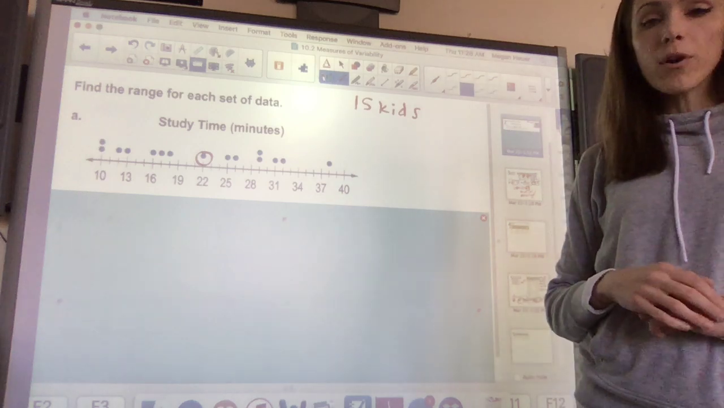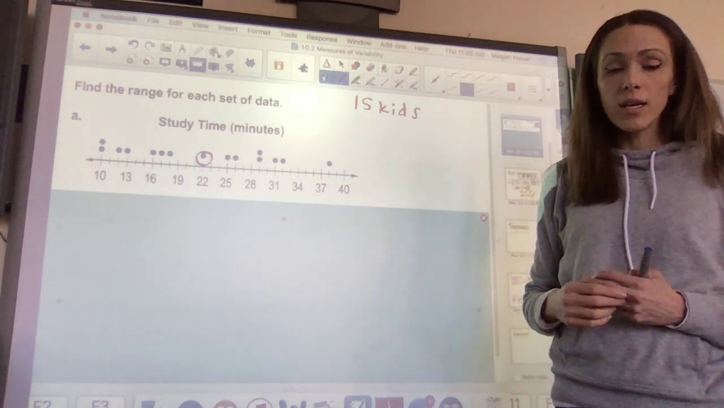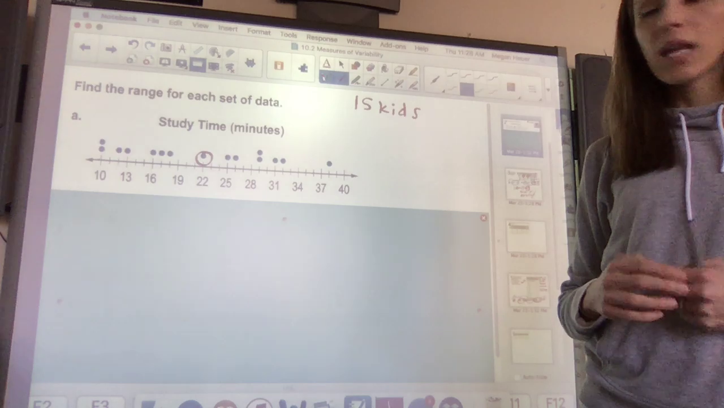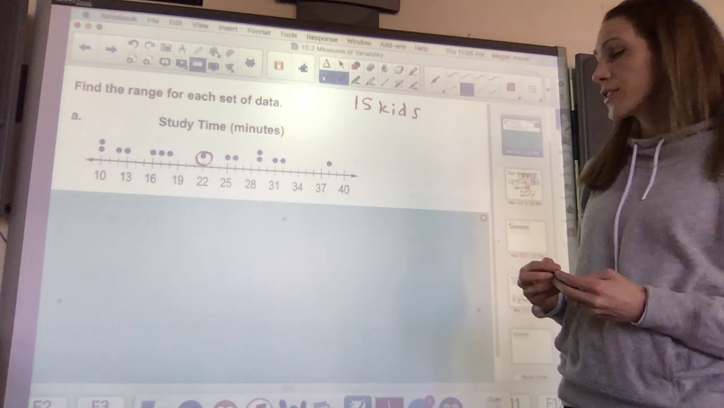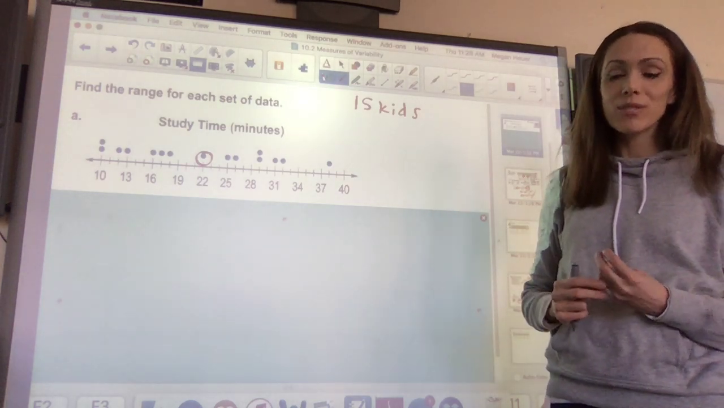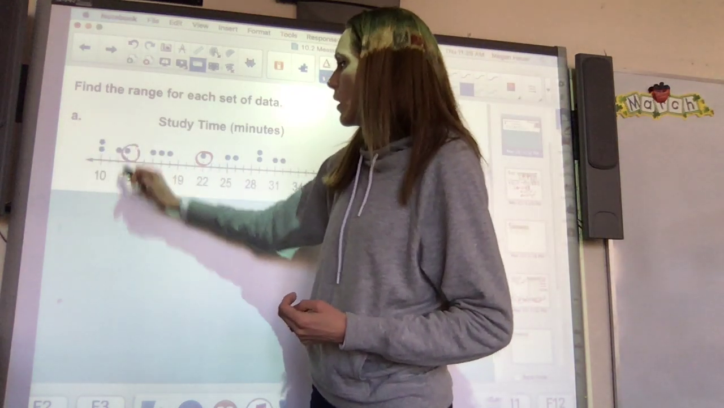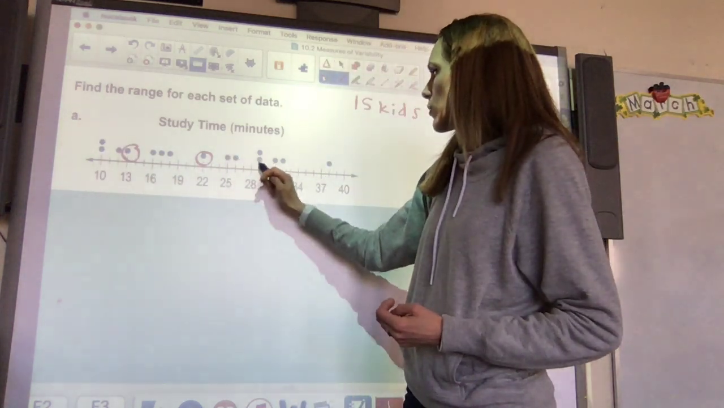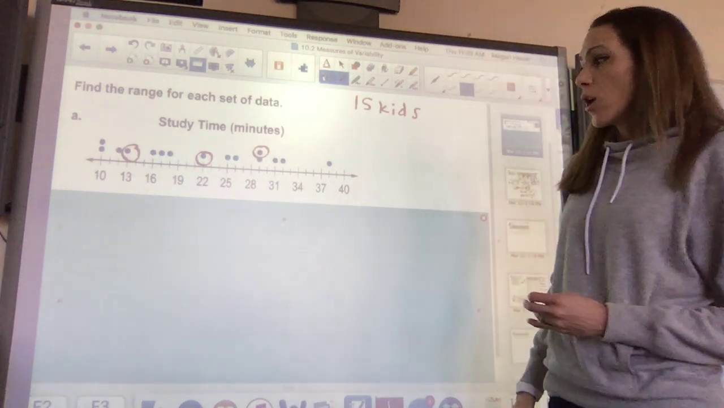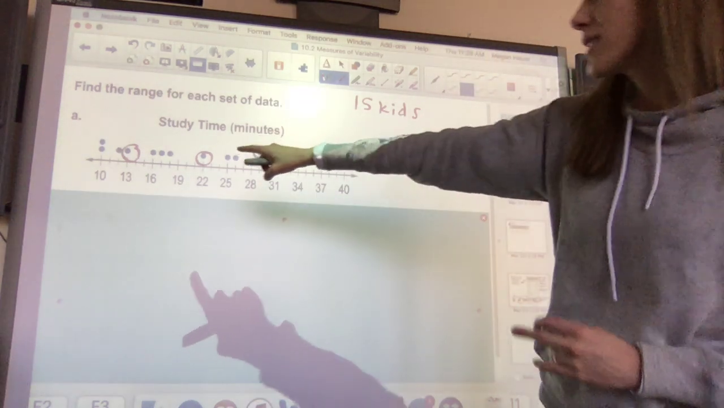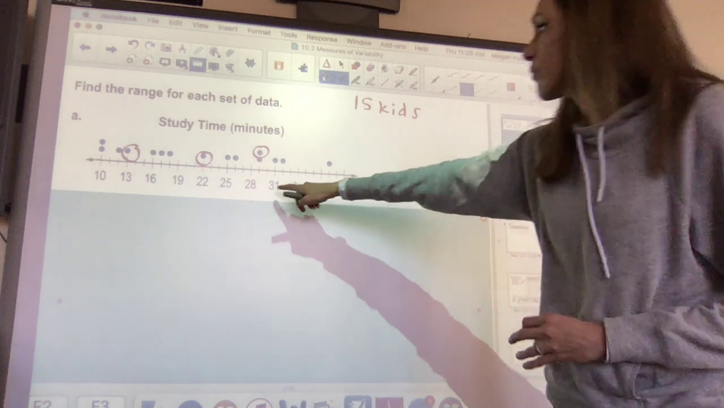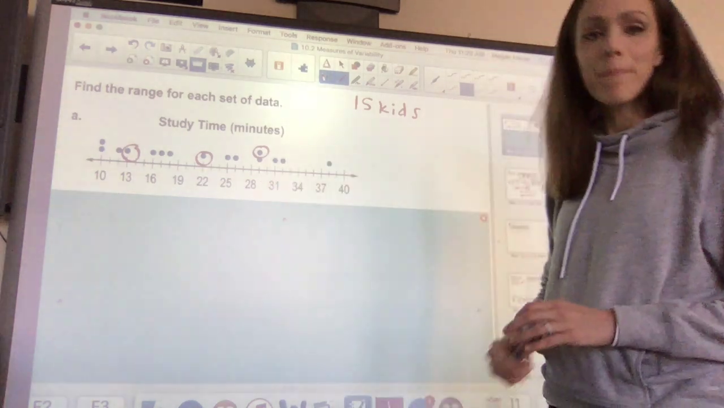So what number are we going to circle for Q1 and Q3? There's 7. 7 divided by 2 is 3.5. So we're going to circle the fourth number. 1, 2, 3. 1, 2, 3. So our Q1 would be 13 minutes. Our Q3 would be 29 minutes.